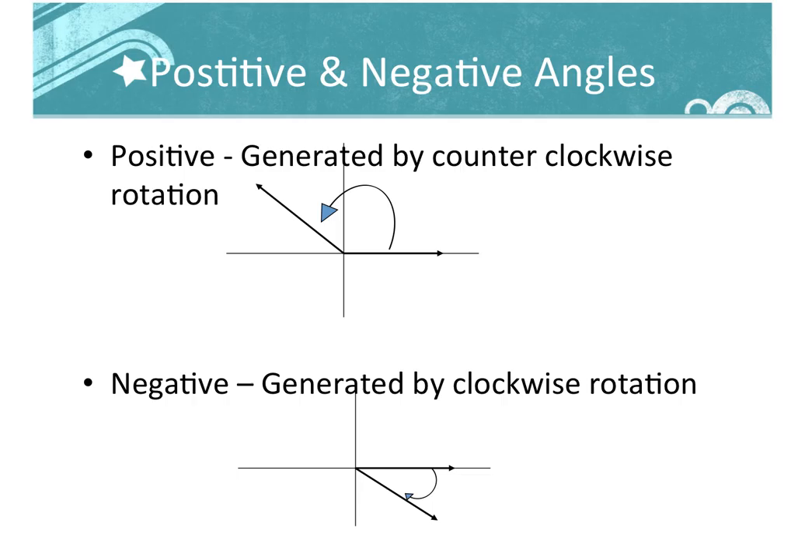All right, so positive and negative angles. Positive angles go in a counterclockwise rotation. And negative angles go in a clockwise rotation. And again, if the arrow's there, you follow the direction. If the arrow's not there, we assume the angle is positive and would be going in a counterclockwise rotation.